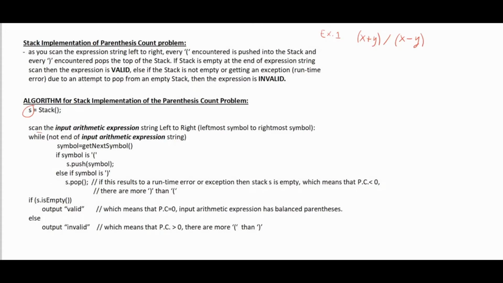We use a while loop in scanning the input string. This is the body of the while loop. In every iteration of the loop, we get one symbol and we check if it is a left parenthesis or a right parenthesis symbol. If it is a left parenthesis symbol, then we simply push that symbol into the stack. But if it is a right parenthesis symbol, we simply perform the operation pop.